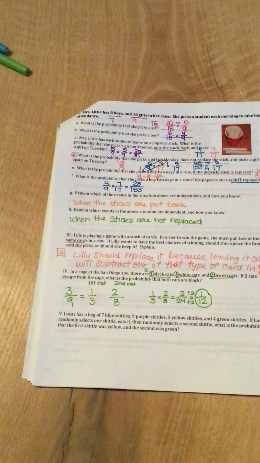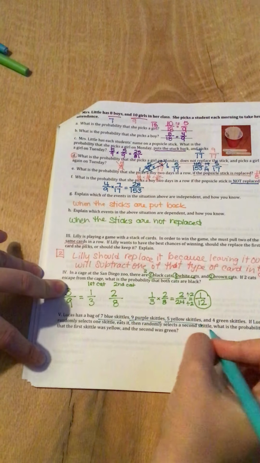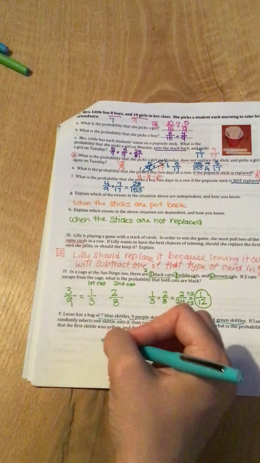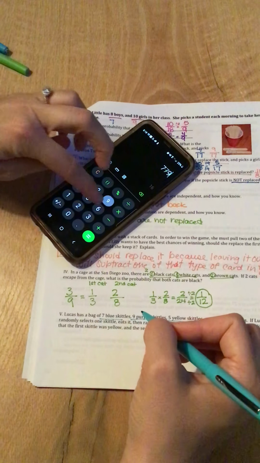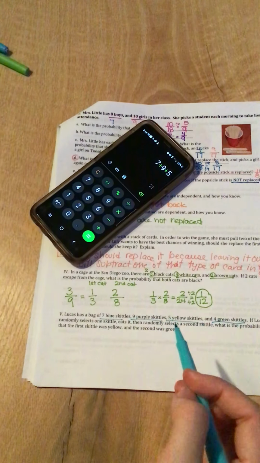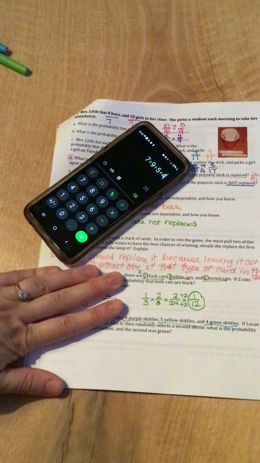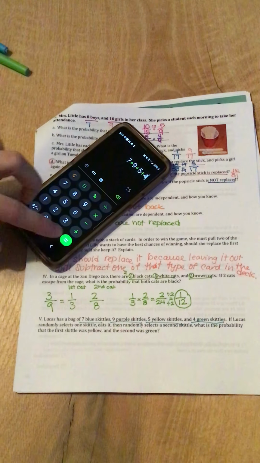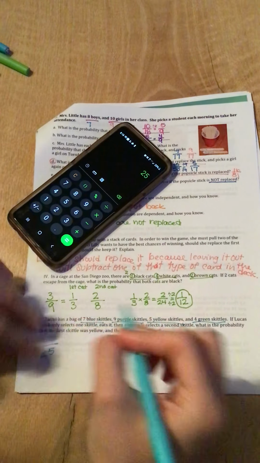All right. Number 5. Lucas has a bag of 7 blue Skittles, 9 purple Skittles, okay? 7 blue, 9 purple, 5 yellow, and 4 green Skittles. If Lucas randomly selects one Skittle, stop for a second. What am I going to make you do? Find the whole. All right? So I've got 7 plus 9 plus 5 plus 4. My whole is out of 25. So he's got 25 Skittles in that bag.